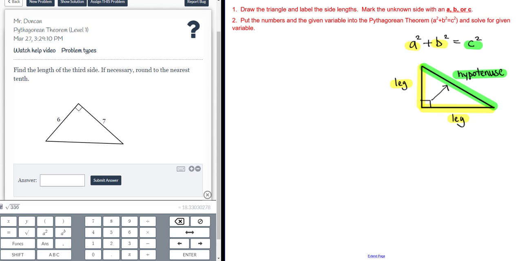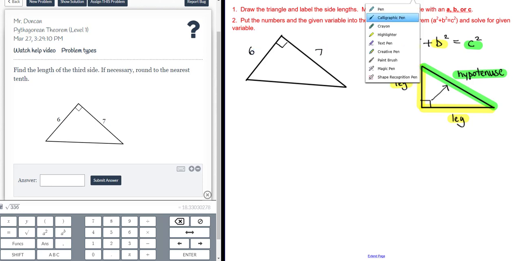So let's copy this diagram to the best of our abilities. Again, as I've hinted earlier, typically the biggest problem that kids have when they're dealing with the Pythagorean theorem is making sure they label the sides appropriately. So first things first, notice that this is the right angle, and I have a side length of 6 and a side length of 7.